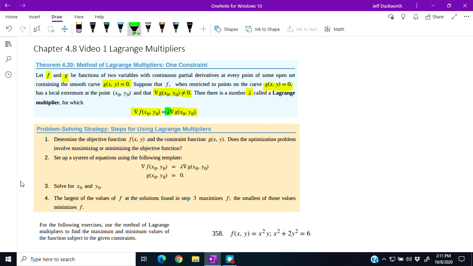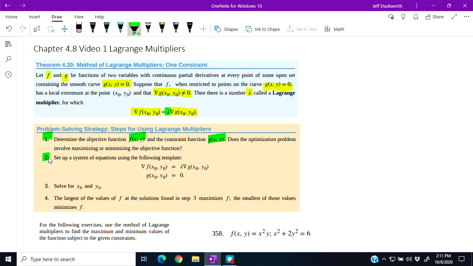All right, so what do we do with this? How do we use this information? The book has given you a step-by-step way of using the Lagrange multipliers. First of all, number one, we're going to determine the objective function f(x) and the constraint function g(x). Does the optimization problem involve maximizing or minimizing the objective function? The only problems I'm going to be giving you are ones that have an f and a g and are going to be doing just that.